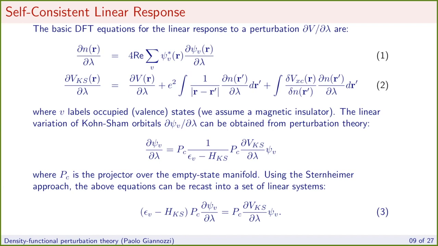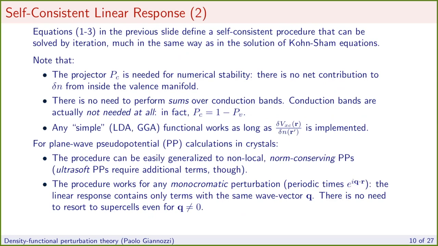One can use the so-called Sternheimer approach, which dates back to the 50s or so, and instead solve a linear equation. This equation can be recast into a set of linear equations in which you obtain the linear response from the perturbed potential and a solution of a linear system. There is a self-consistency between the Kohn-Sham perturbed potential and the solution, the linear response, via the charge density. So these three equations, 1, 2, and 3, define a self-consistent procedure that can be solved using the same technicalities that are used for the solution of Kohn-Sham equations, especially for a plane wave basis set.